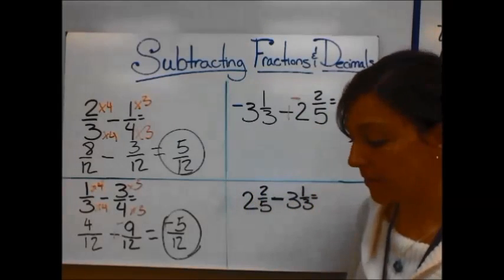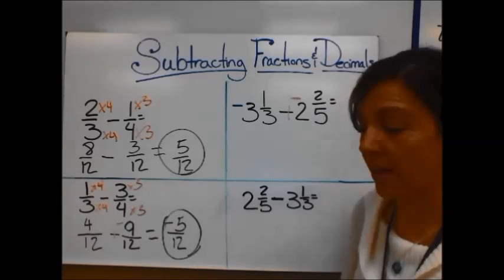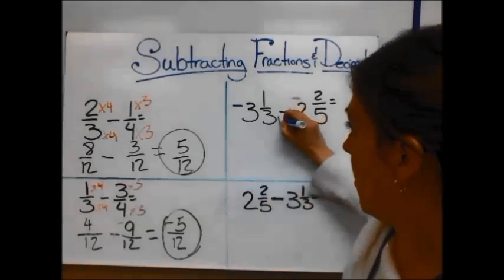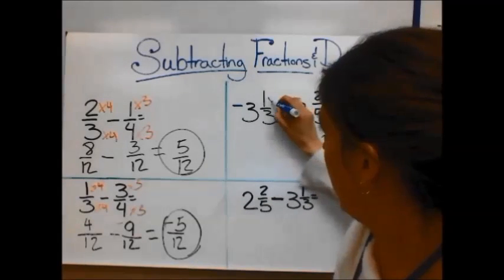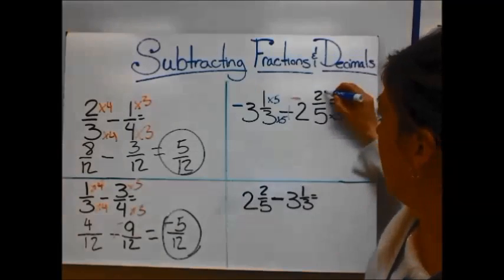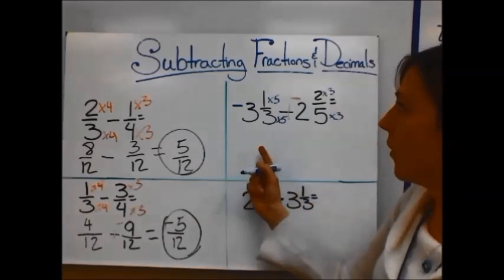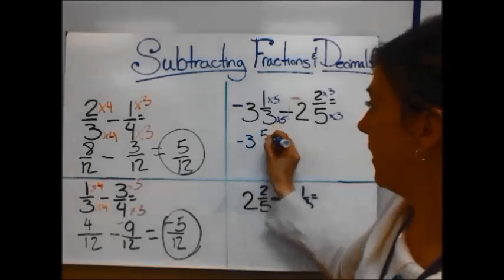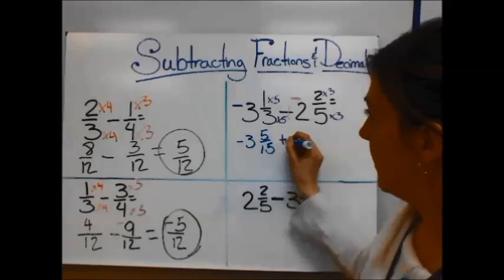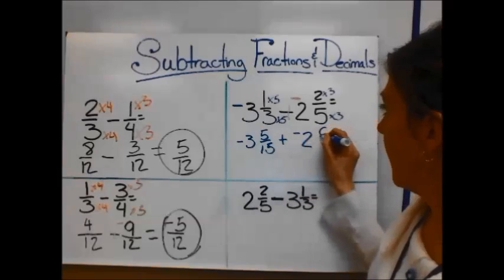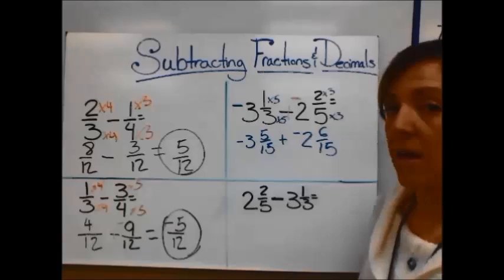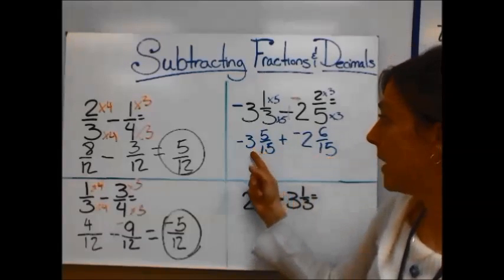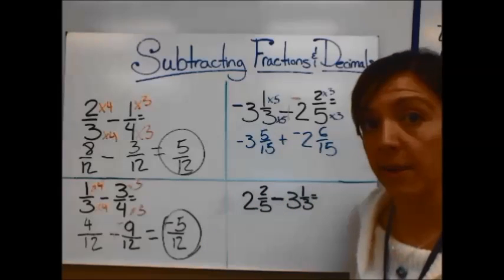Now, before I do anything, I'm going to get my common denominator. Between 3 and 5, I know that that is 15. So 3 times 5, and 1 times 5, 5 times 3, and 2 times 3. Okay, so my new fraction is going to be negative 3 and 5/15 plus a negative 2 and 6/15. All right. In this scenario, I can go straight across since I have 2 negatives. Negative 3 plus a negative 2 is going to give me more negativity, negative 5.